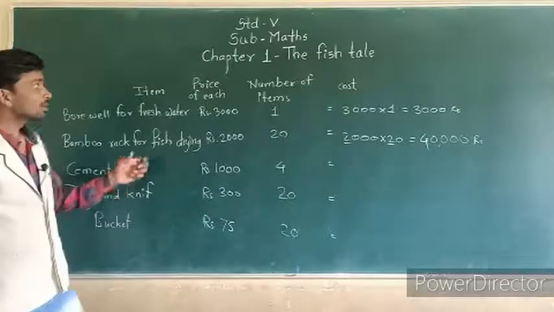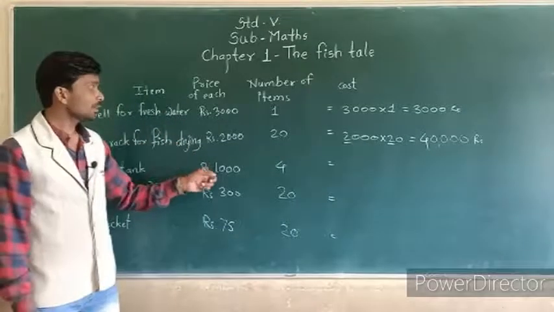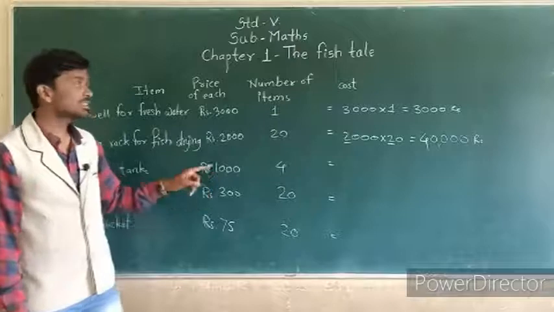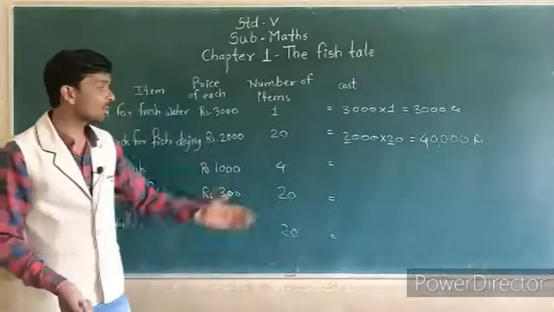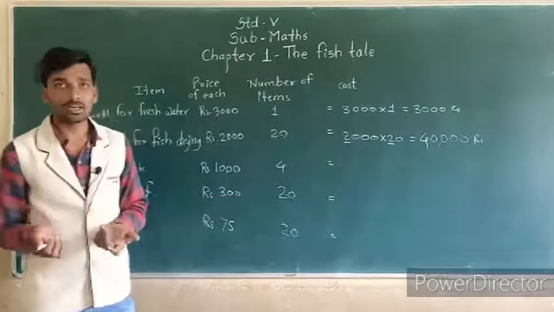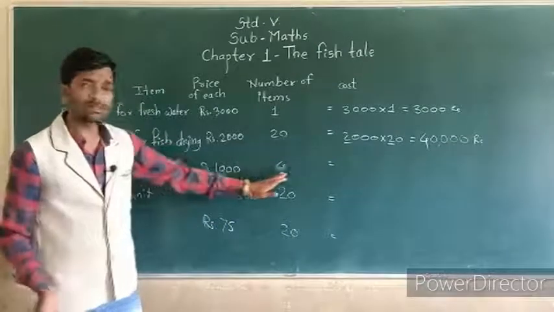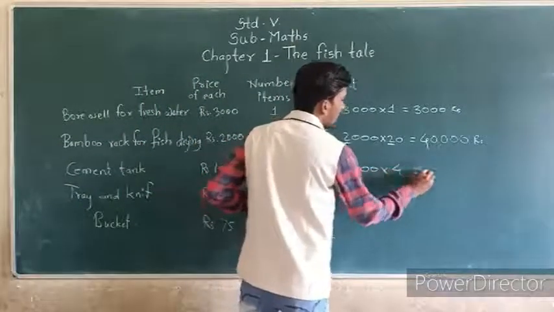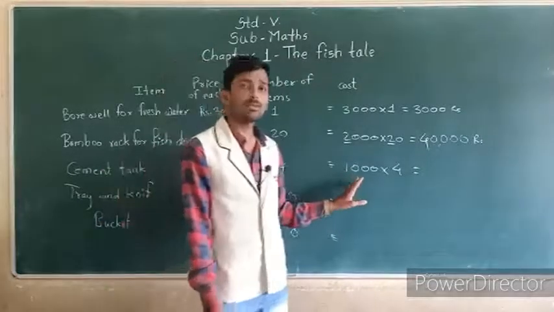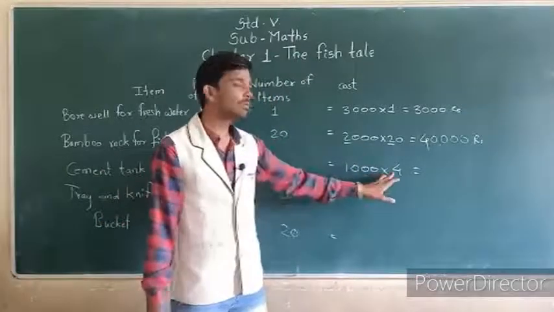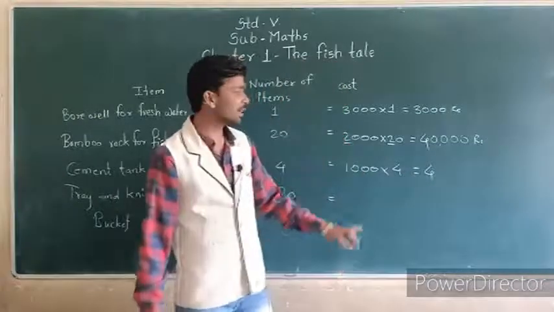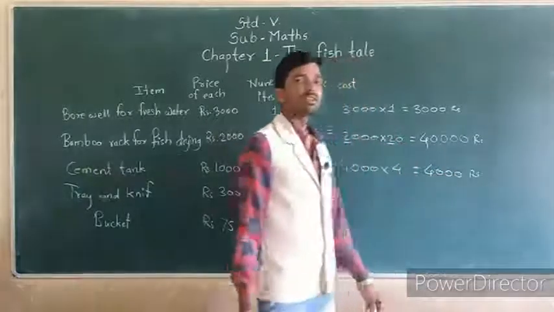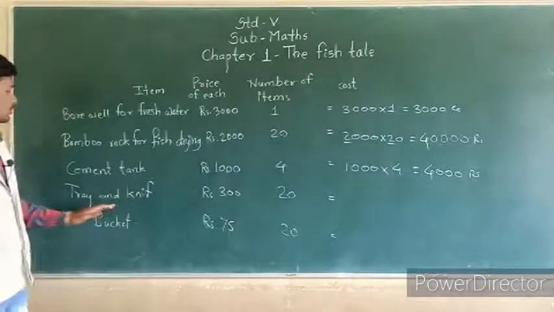Okay, next cement tank. For one cement tank the price is 1,000 rupees. How many tanks do they require? 4 cement tanks they require. So we can find the total cost by multiplying these two numbers: 1,000 multiplied by 4. How to do this multiplication? You multiply only 1 and 4. 1 into 4 is 4. How many zeros are there? 1, 2, 3. So write 3 zeros, means 4,000.